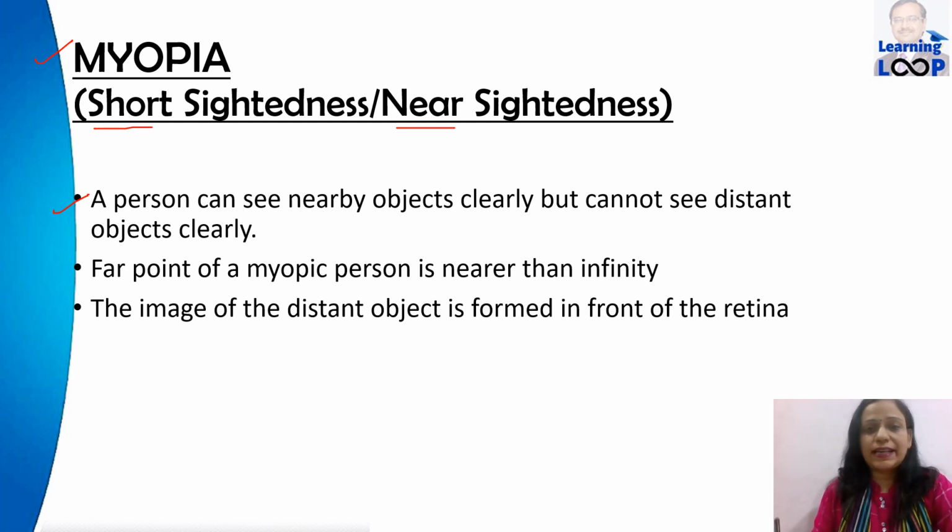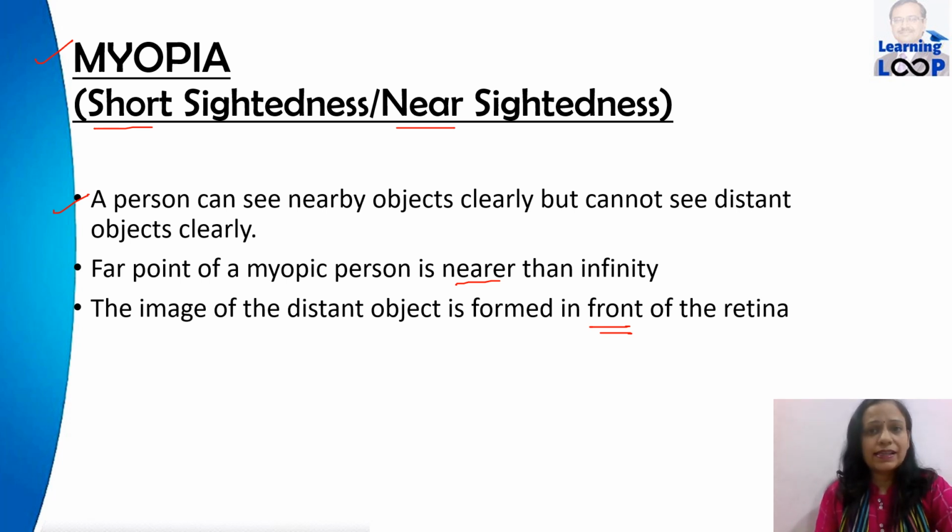As we have discussed in lecture number 1, for a normal human eye, the far point is infinity. But a person who suffers from myopia is not able to see the distant objects clearly. That means his far point is less than infinity. It cannot be greater than infinity because there's nothing which is greater than infinity. So it has to be less than infinity or nearer than infinity. Another important thing to note, for a person with normal vision, the image is formed on the retina. But for a person who suffers from myopia, the image will be formed in front of the retina. So these are three main points that actually define what is myopia.